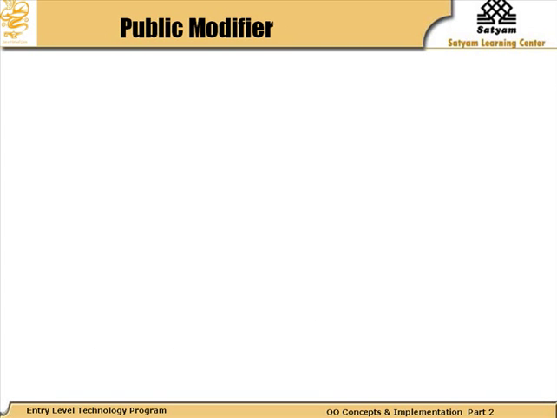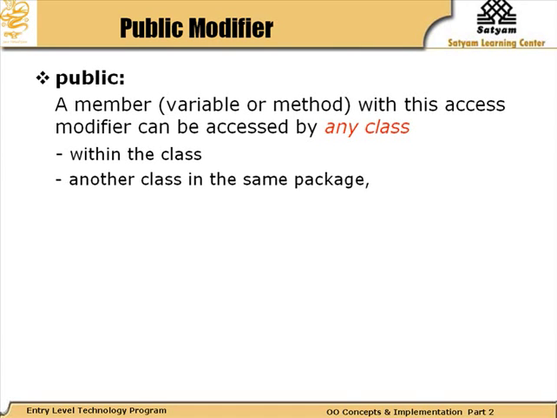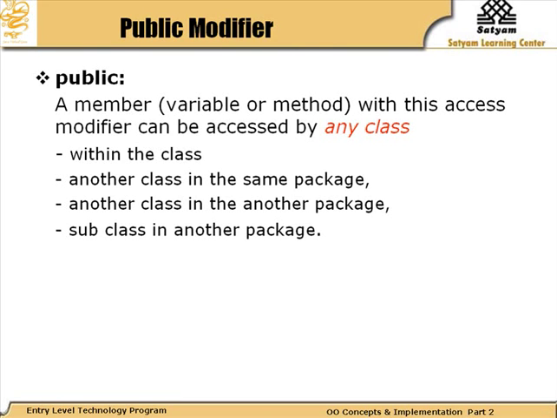Public modifier. A member, variable, or method with this access modifier can be accessed by any class. Public members can be accessed within the same class. They can also be accessed within the same package, by another class in another package, and they can also be accessed from subclasses in another package.